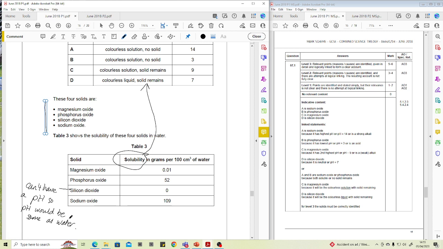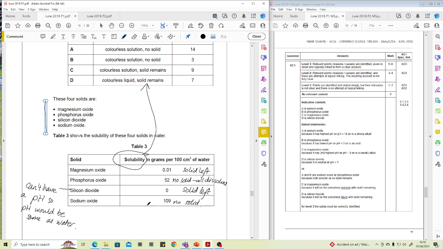If it doesn't dissolve at all, so if there's solid remaining, that means low solubility. So there will be solid left. Whereas this one, we're expecting no solid at all. No solid left. It all dissolves. No solid.